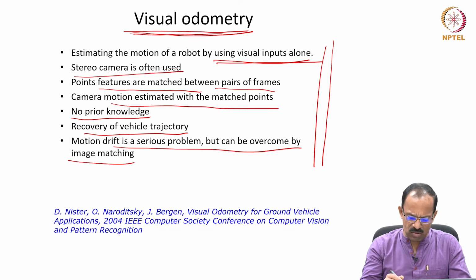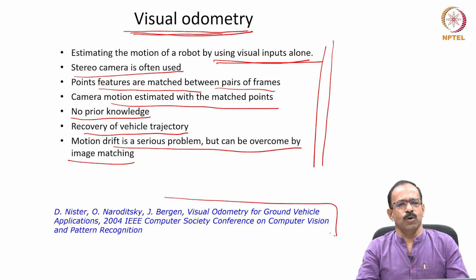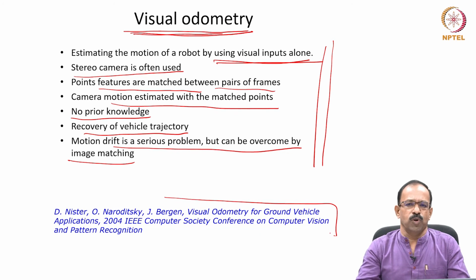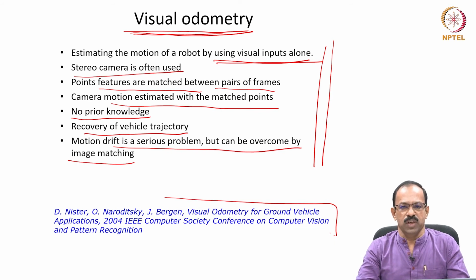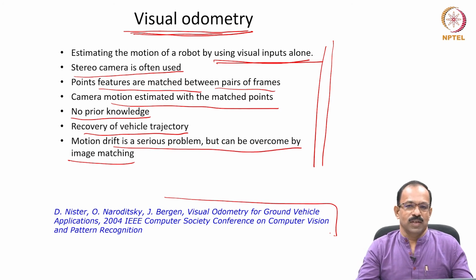If you are interested, a lot of literature is available on visual odometry. We will not be able to cover all of it in this course, but you can look at some of the papers and see how visual odometry is used for getting the trajectory of a robot in an unknown environment. And now, with a lot of learning and artificial intelligence, people are trying to use these techniques also to get the trajectory or an improved trajectory from the camera images.